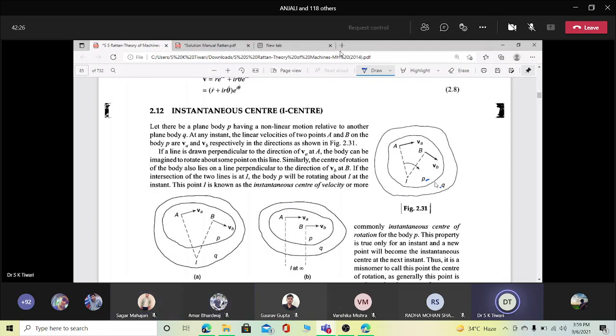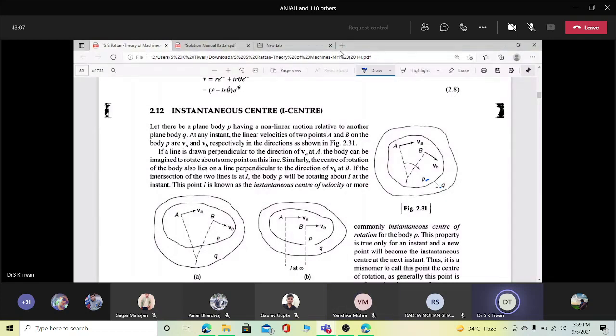Now, similarly, when you draw a line perpendicular to the velocity vector of B, like this, it means the center of rotation for the point B will be on this particular line. But when you think from the point of view of the body, both the points, whether it's A or B, are located on the body P. And the fact is that a body at a particular instant cannot have two different values of angular velocities.